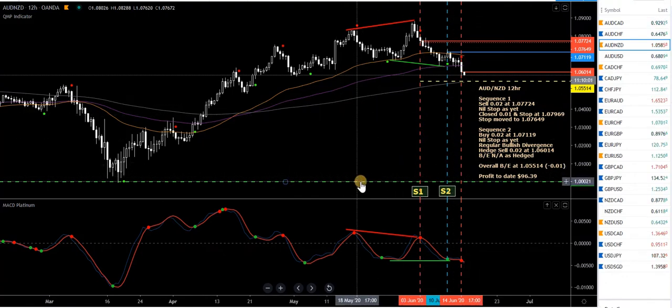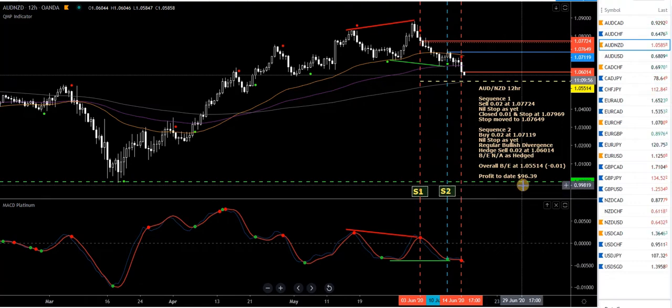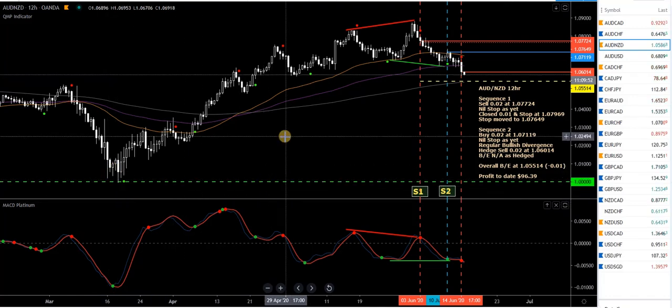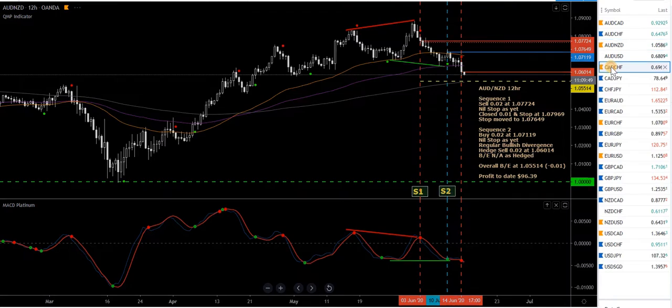This green dashed line is just a big number. In this case, it's parity, 1.0000. You can see how price bounced off it there. So I just took a hedge sell. It's not a standalone trade by any means.